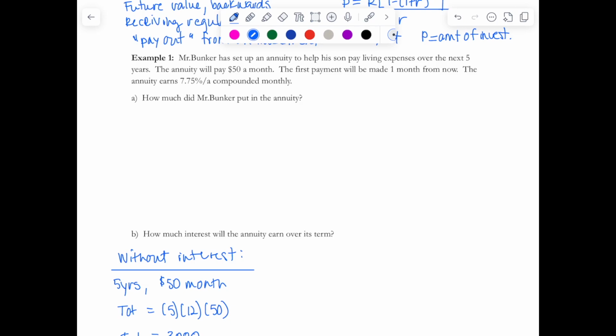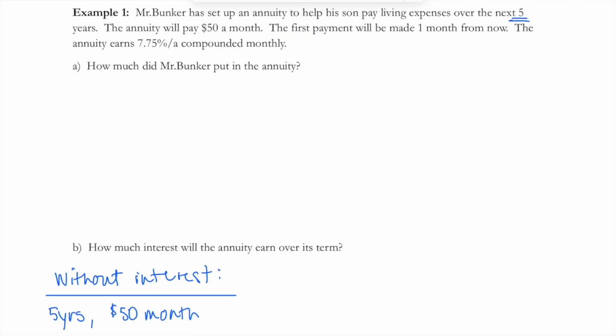So let's do this. Let's read the question fully. Mr. Bunker set up an annuity to help his son pay living expenses over the next 5 years. The annuity will pay $50 a month. The first payment will be made 1 month from now, meaning now is time 0. The annuity earns 7.75%, and this is sneaky. That means per annum, compounded monthly.